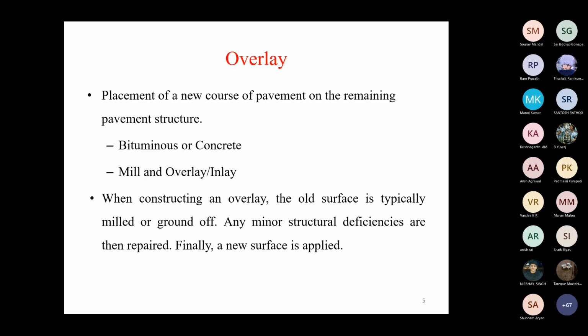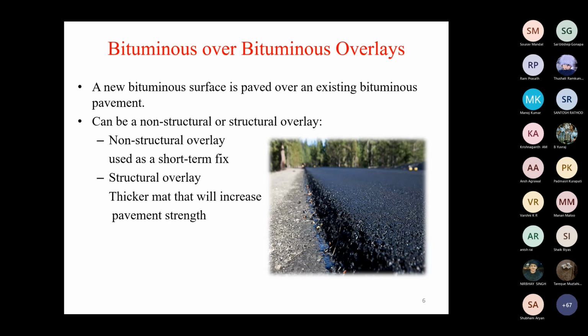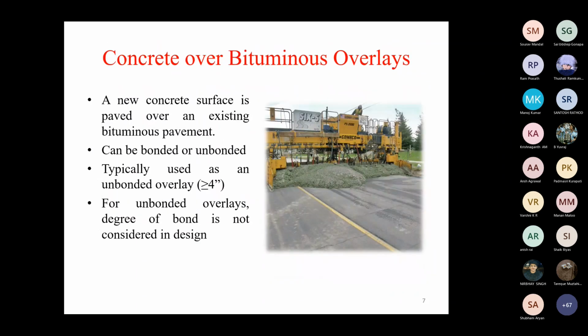When constructing an overlay, the old surface is typically milled or ground down, and any minor structural deficiencies have to be repaired before laying a new surface. First, bituminous over bituminous overlay: you provide a bituminous layer on the existing bituminous pavement. This can be non-structural or structural, meaning it can withstand more load. A non-structural overlay is used as a short-term fix. A structural overlay adds thickness that will increase the pavement strength.